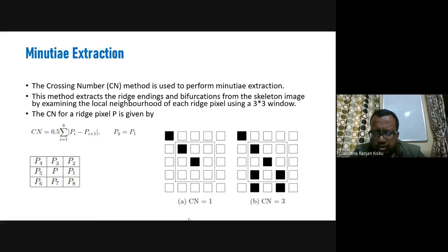That means when two ridges cross each other, an intersecting point will be generated, and that intersecting point will be represented by the center pixel. That means 4 neighborhood pixels in the 3x3 window will be connected to the center pixel. Only when four such neighborhood pixels within the 3x3 window are connected to the center pixel can we infer that the center pixel P represents the crossing point between two ridges.